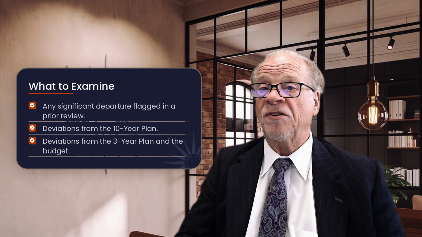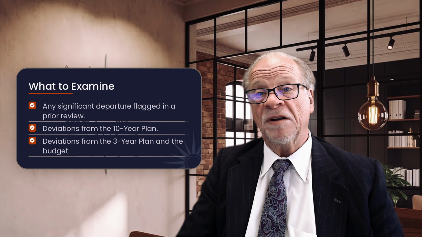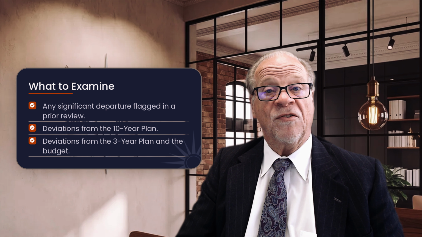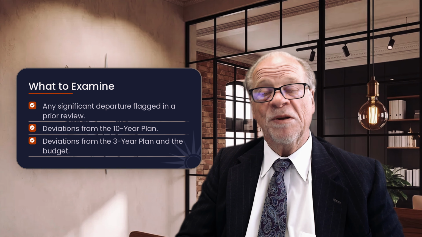If there's been a significant departure in the past, that should be examined very carefully and slowly this time around. If there are significant deviations from the 10-year plan, the 3-year plan, and the budget, those should be looked at carefully as well. But this function is not a sign that the board does not trust the chief executive. It's simply carrying out its task of making sure that everything is being done correctly. And if it sees any deficiencies or things that would be best served by change, to address those then.